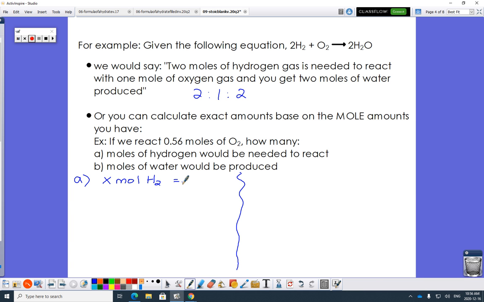So now it's up to you. Do you want to write the other side with the moles that you're given, or do you want to keep going with the H2? It doesn't really matter. So once we've decided what our unknown is, so X moles of hydrogen, that means this side has to be hydrogen. What is hydrogen's coefficient?